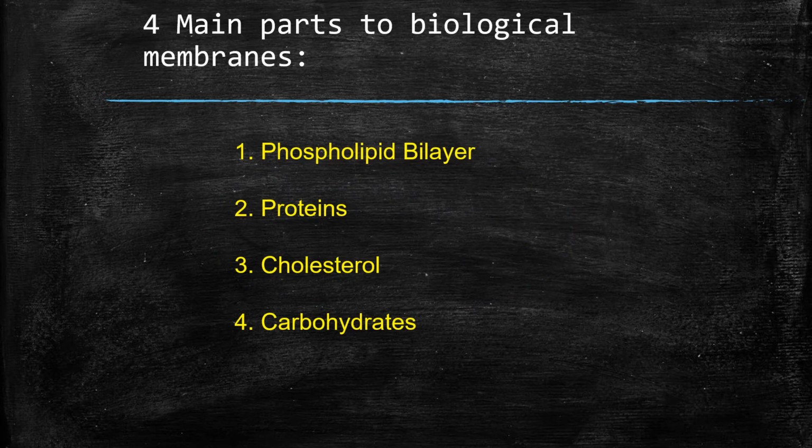So there are four main parts to biological membranes. There's the phospholipid bilayer, proteins, cholesterol, and carbohydrates. Now, for the most part, we're going to be talking about the plasma membrane, but keep in mind that within our eukaryotic cell, we have several membranes because every organelle has a membrane that separates it from the cytosol. But for the most part, we are going to be talking about the plasma membrane.